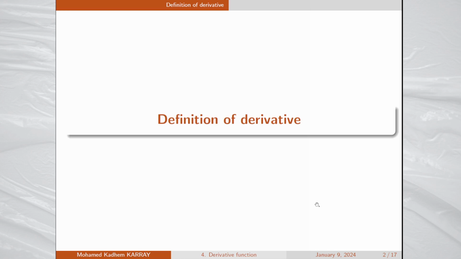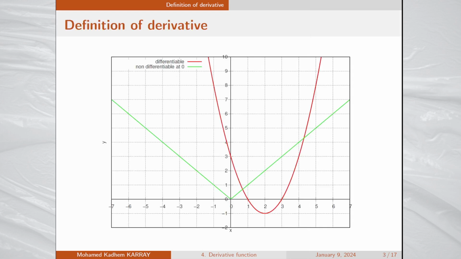So let's begin by defining the derivative. A function admitting a derivative is called differentiable. So a function will be said to be differentiable if its curve is smooth, such as the red curve here. The green curve at point 0 is not smooth, so it is not differentiable. That is to mean it doesn't admit a derivative at this point.